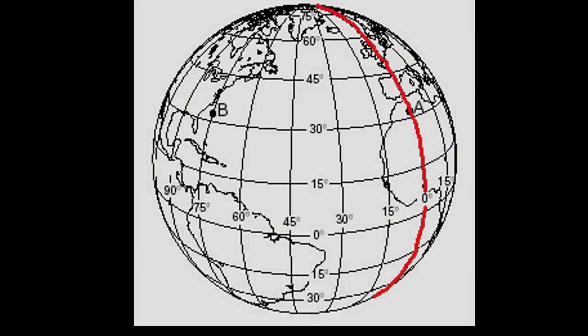If you look, this is the prime meridian. It is highlighted in red, and every location on this side of the Earth would be considered west. Every location on this side of the Earth would be considered in the eastern hemisphere.